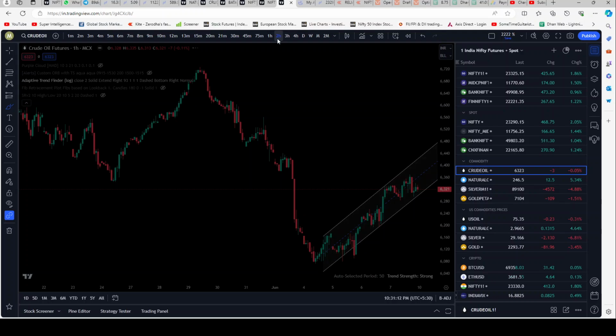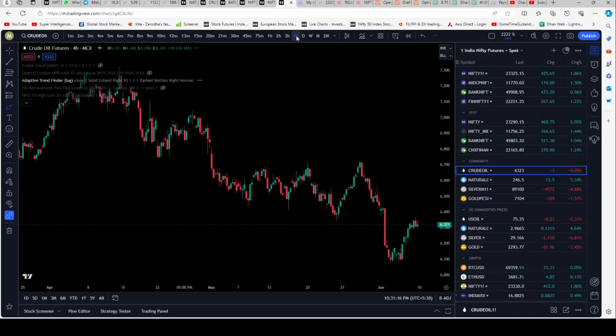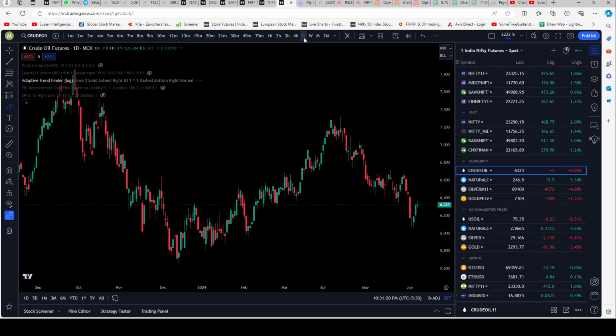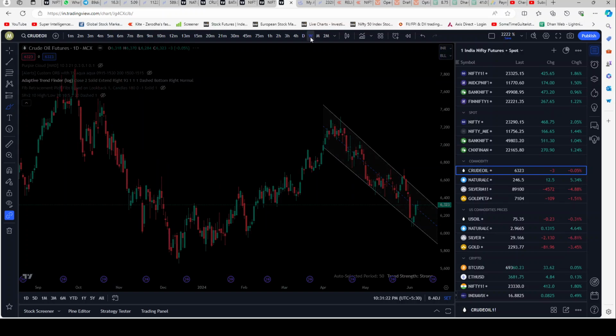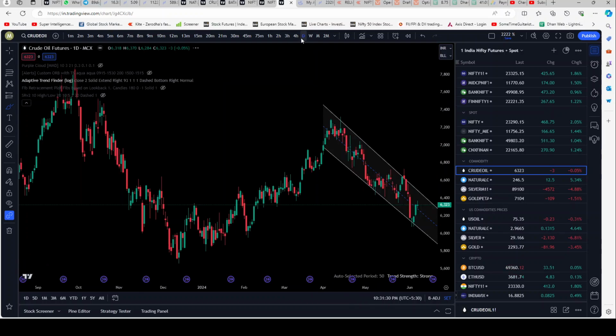2 hours, it's showing an uptrend. 4 hours, it's showing a downtrend. Daily, it's showing a downtrend. Weekly, it's in a range. All right. So when you look at crude currently, it's oscillating in a range. On the daily time frame, you can see it's oscillating between these two.